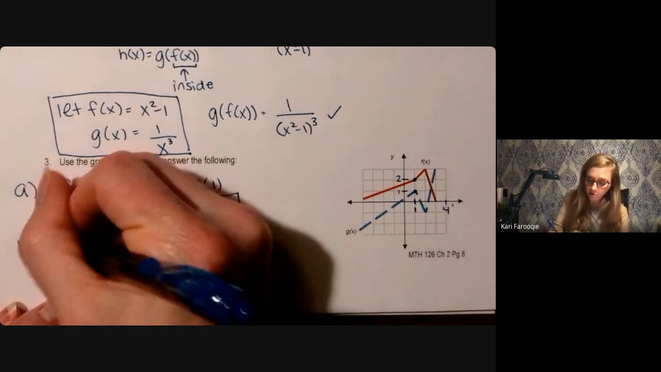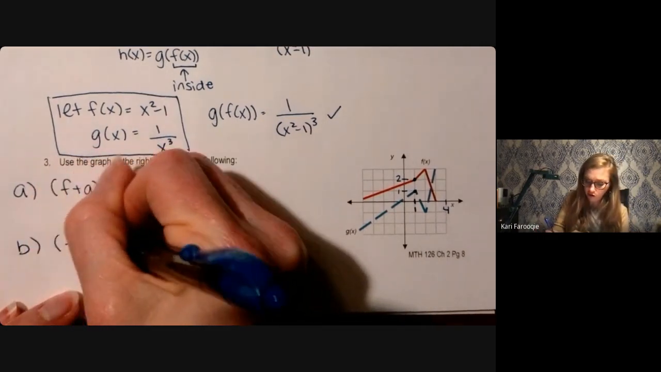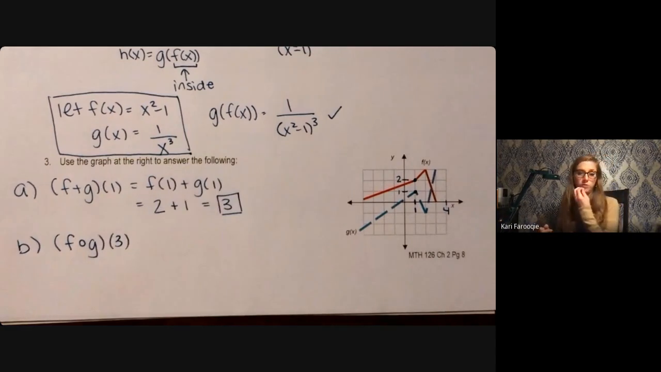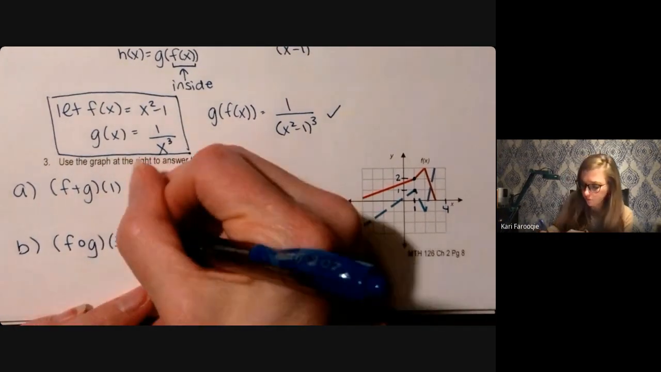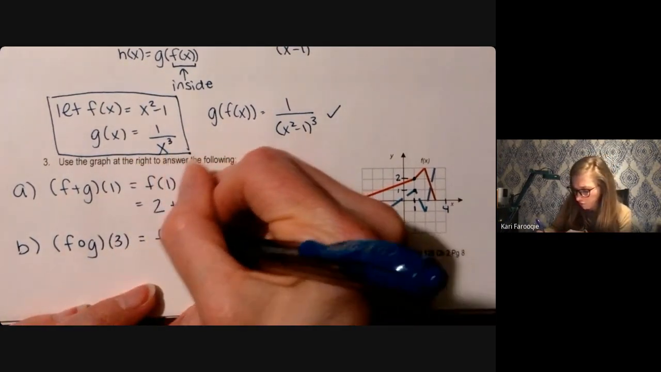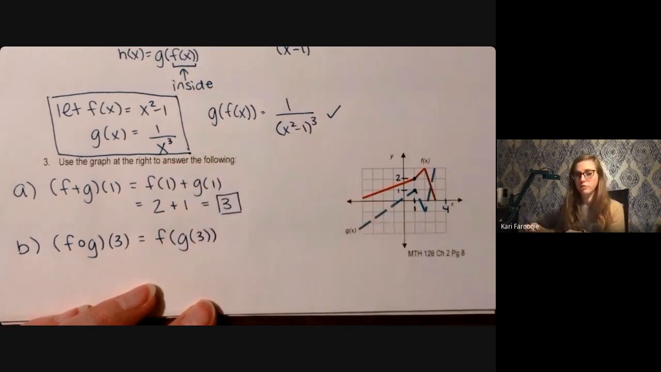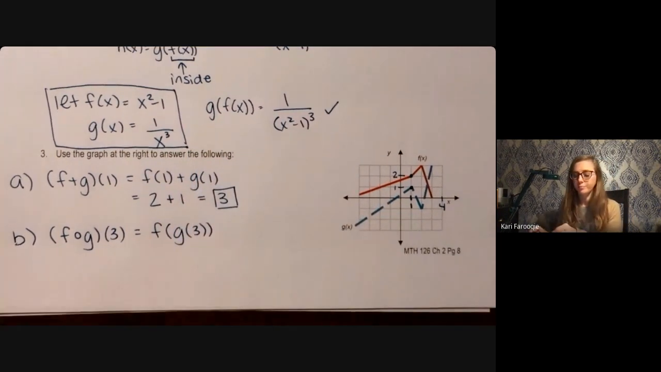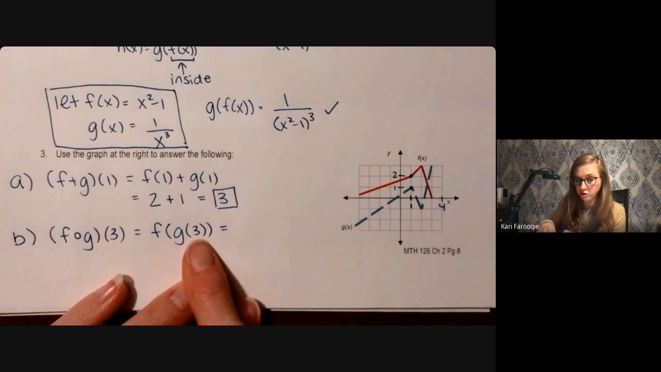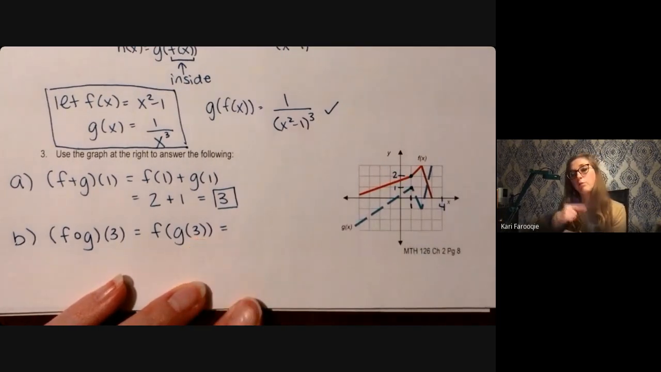And the other thing we're going to do is take f of g of 3. So to do that, we'll rewrite this as f of g of 3. So I'm going to find g of 3. I'm going to get a number, and then I'm going to evaluate the function f at that value.